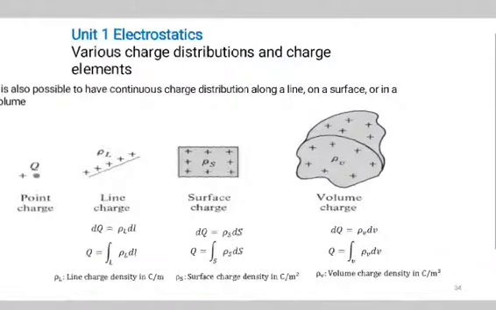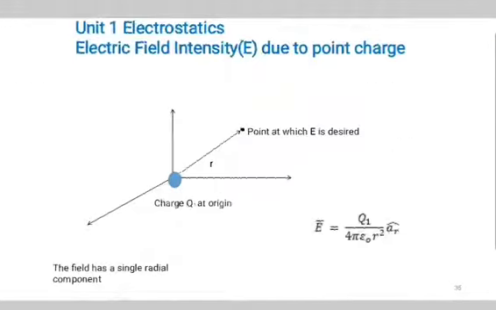So, various charge distributions and charge elements. Basically there are three charge distributions, that is line charge distribution, surface charge distribution and volume charge distribution. It is also possible to have a continuous charge distribution along a line, on a surface or in a volume. The first diagram shows the point charge. The second diagram shows the line charge with its equation. The third diagram shows the surface charge with its equation, and the fourth one is the volume charge with its equation.